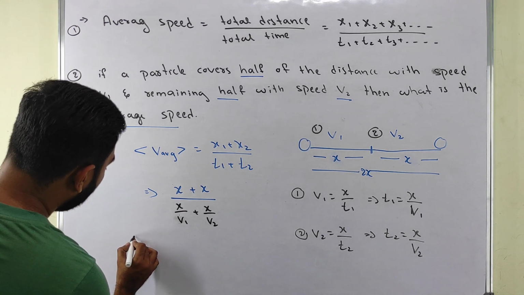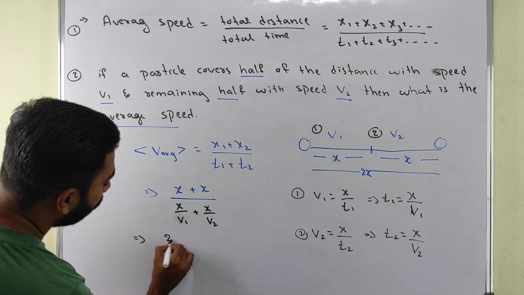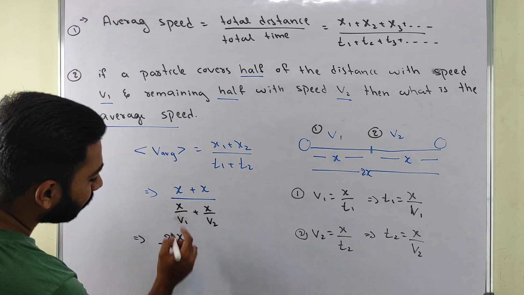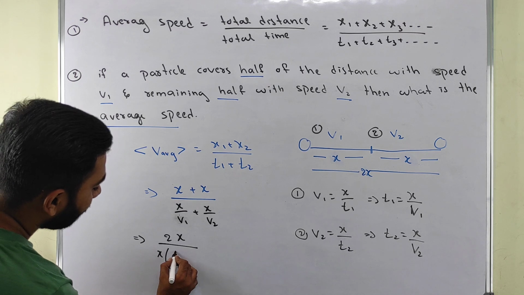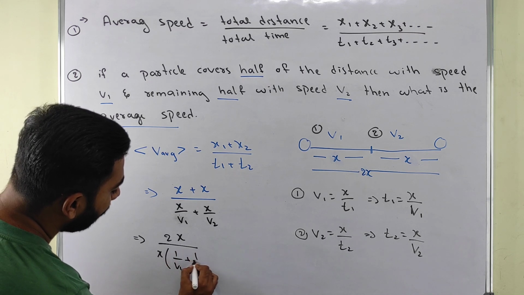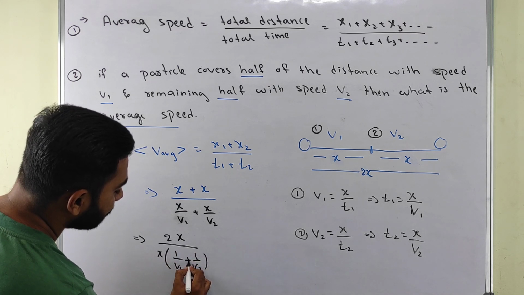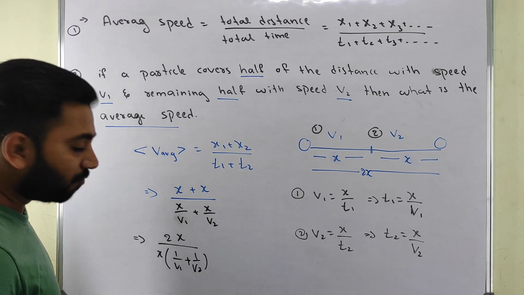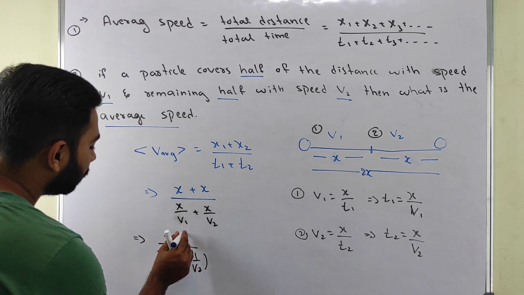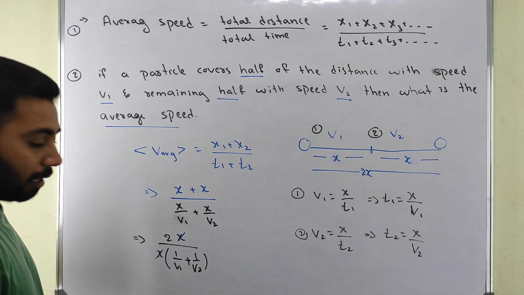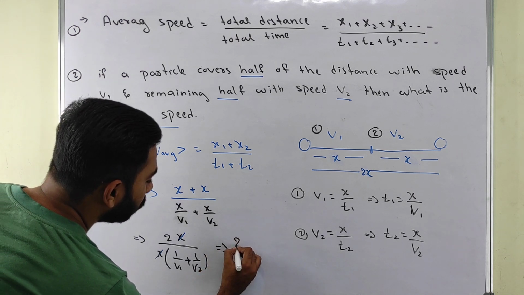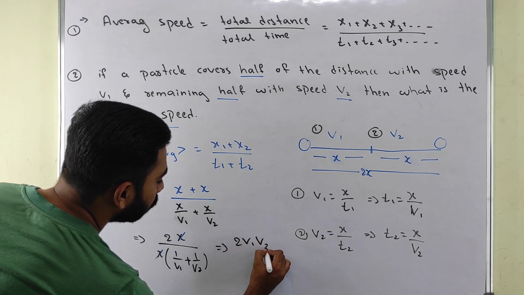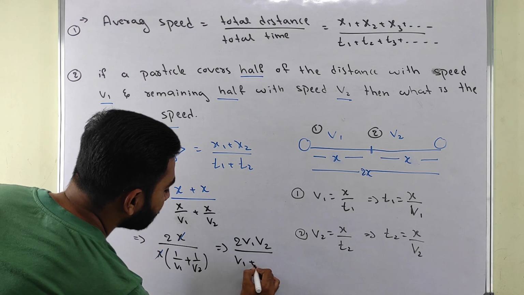Now what I can do? I can add the upside as 2 of x. There, I can bring it common x. If x is common, then I will get 1 by v1 plus 1 by v2. Like this I will get. Now, if you focus clearly, this one gets cancelled. Then I will get overall 2 times of v1 v2 divided by v1 plus v2.